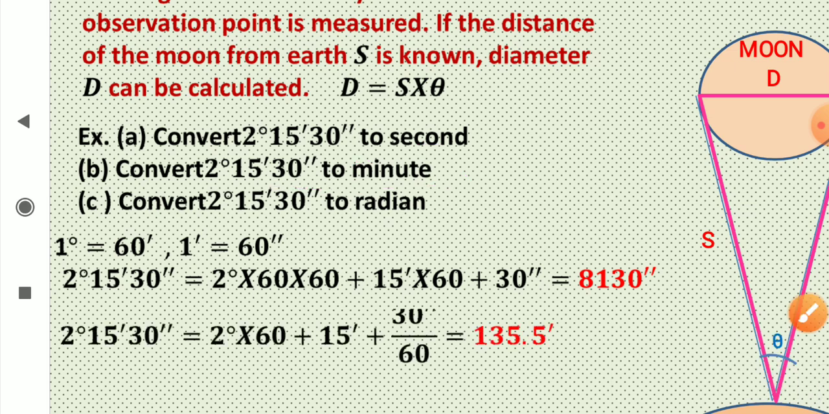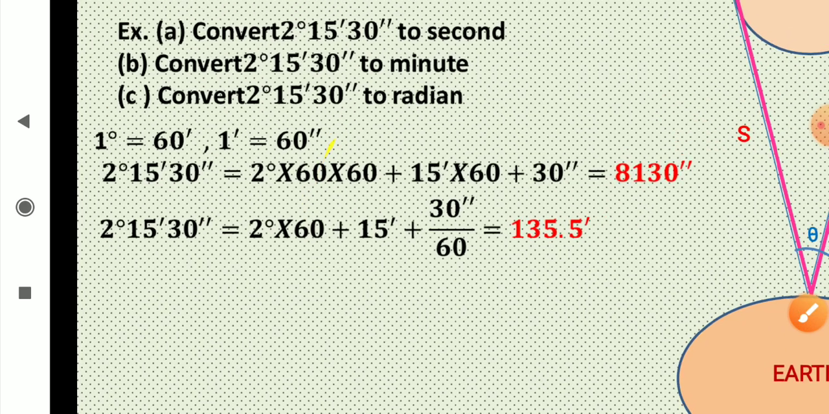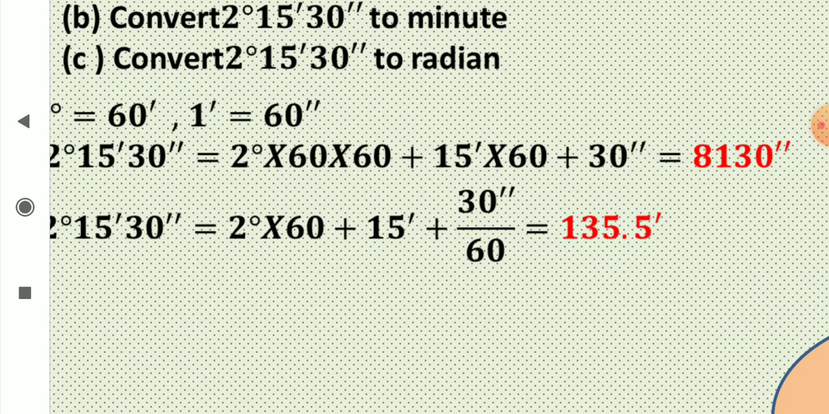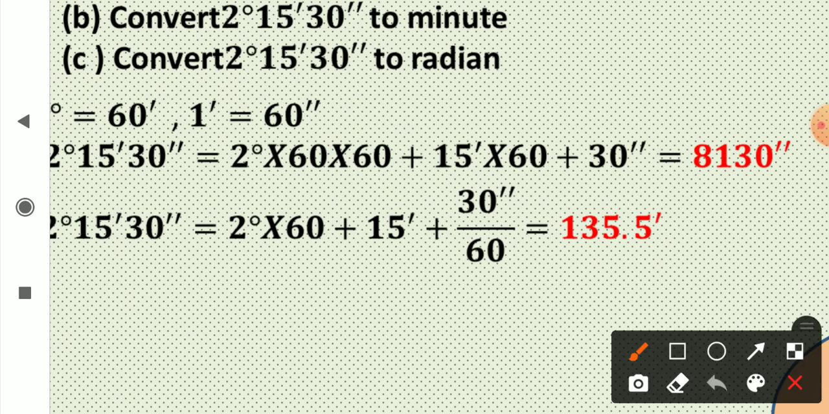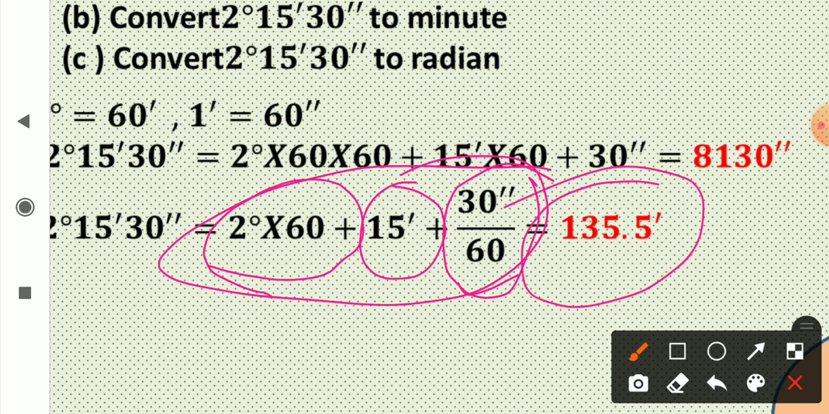Now for the second one, convert the same to minute. So let's see what we get now. Here, see, convert this 2 degree to minute. So 2 into 60, and 15 minute is already there, so no need to change, and convert 30 second to minute. So you divide by 60 and add them all, you get 135.5 minute.